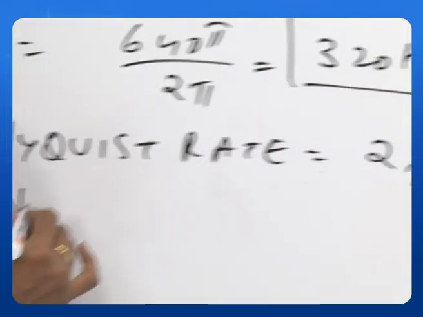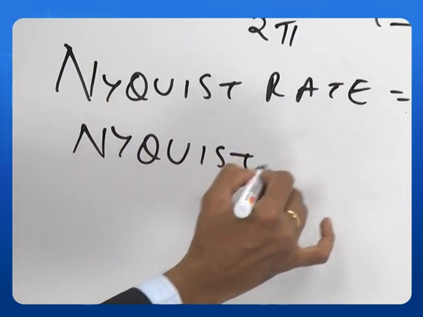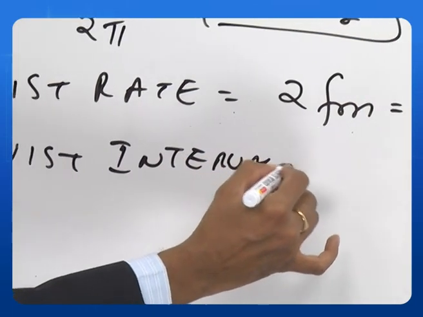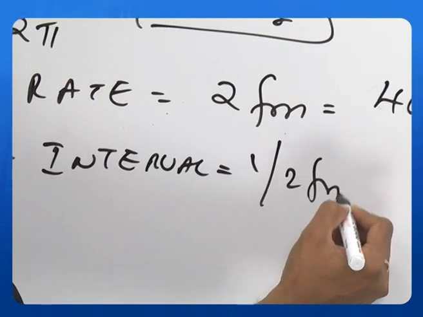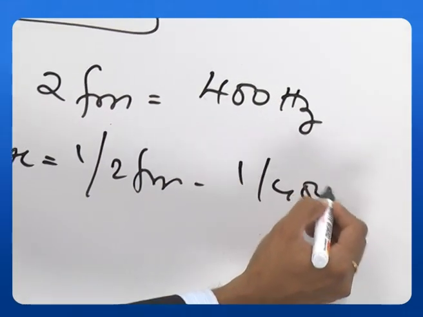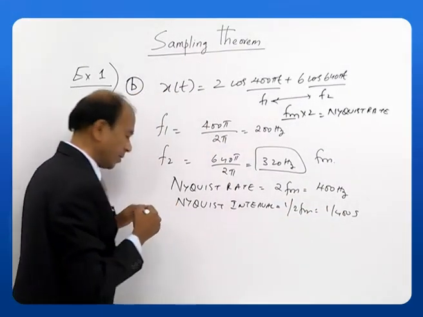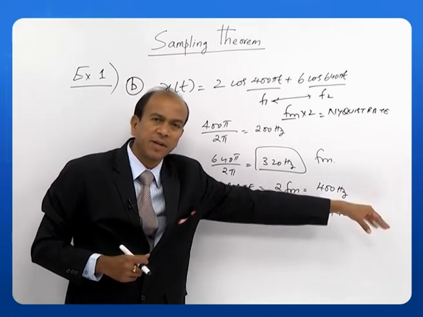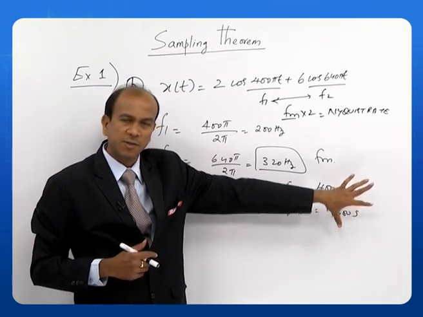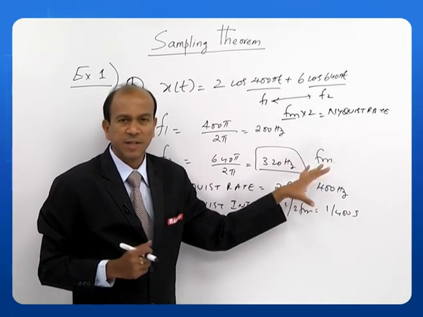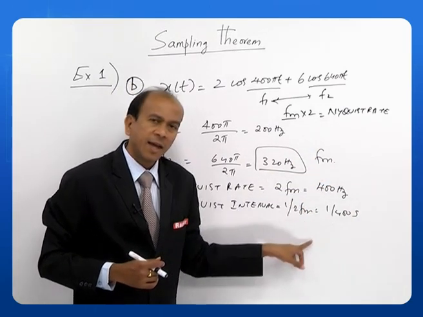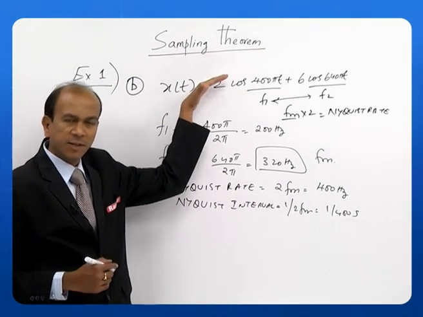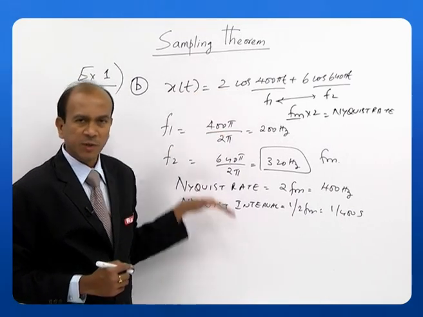Then similarly, you can calculate the Nyquist interval. Nyquist interval will be 1 by 2 Fm, so this is equal to 1 by 400 seconds. But here, if you want, you can divide this 1 by 400 and give the answer generally in milliseconds or microseconds where possible. So, this is how you have to calculate the second part of this question.